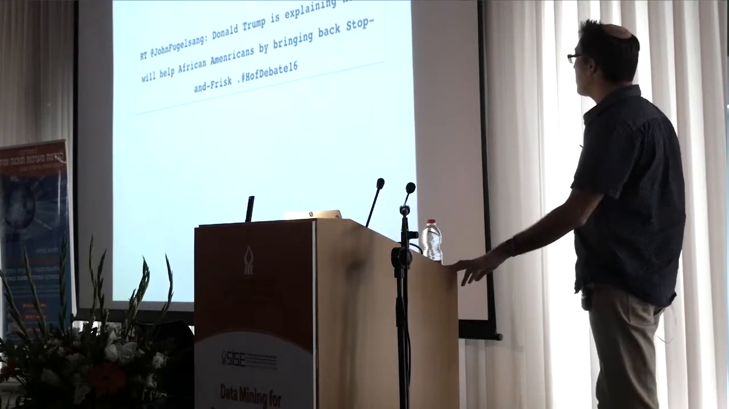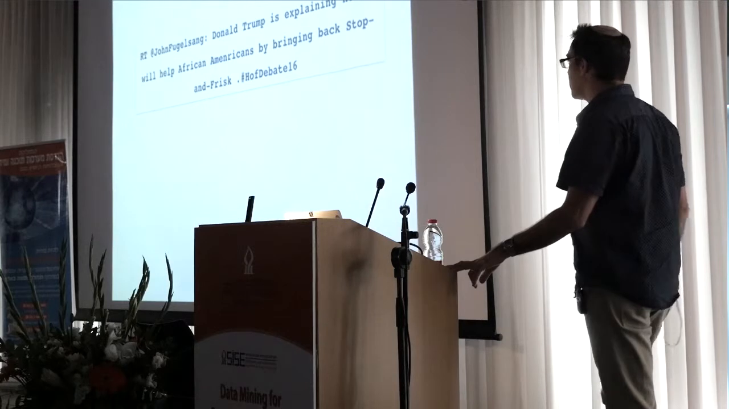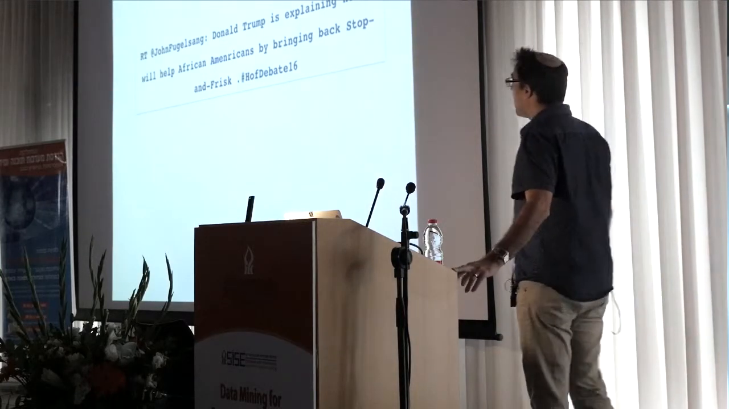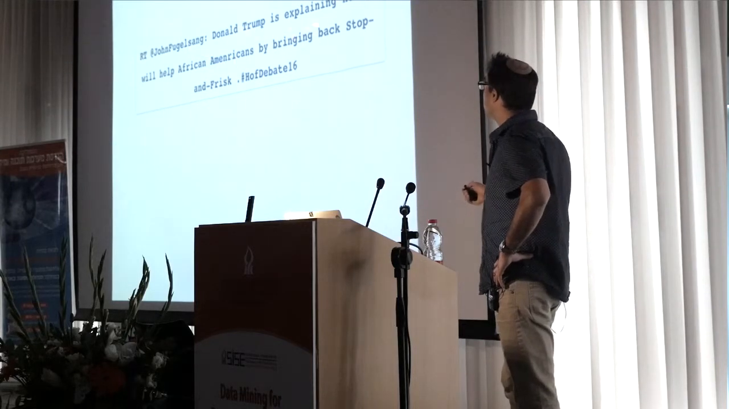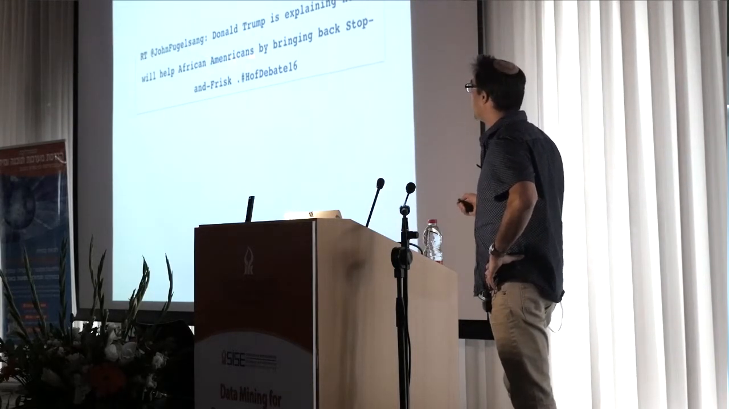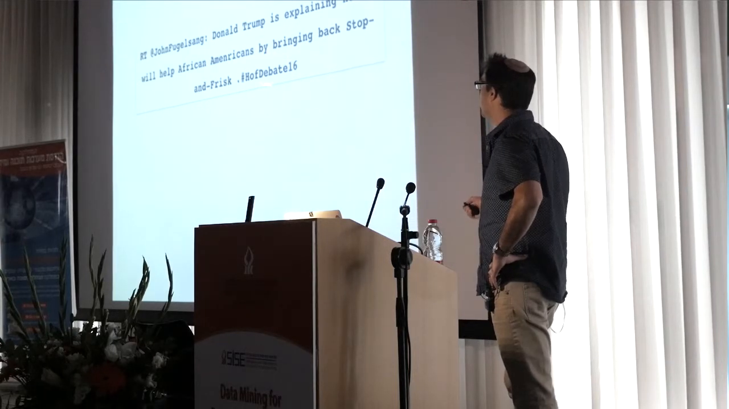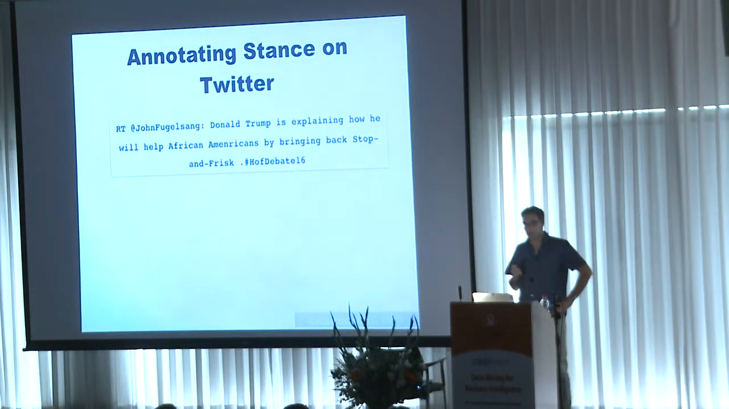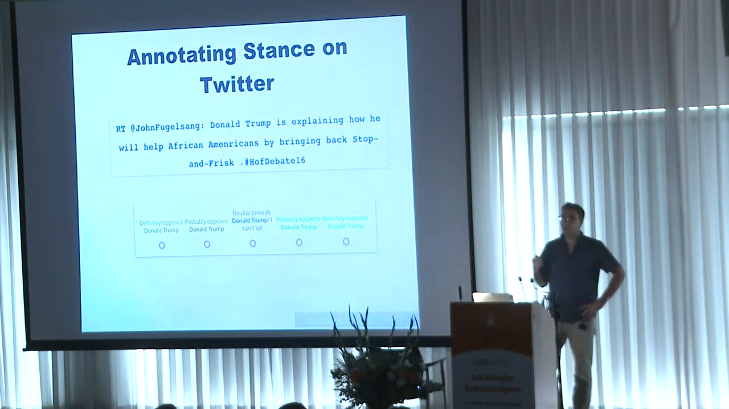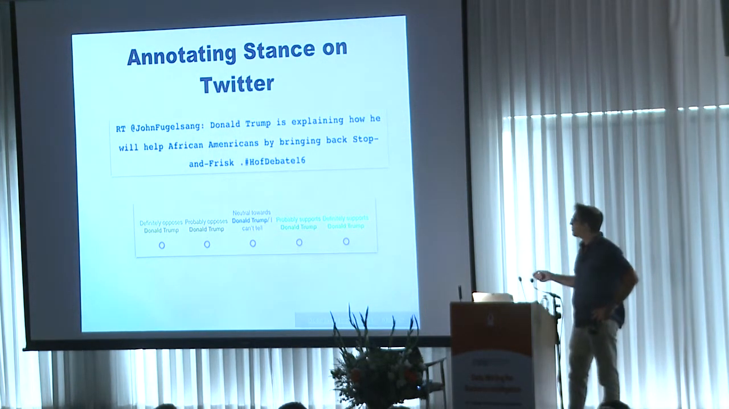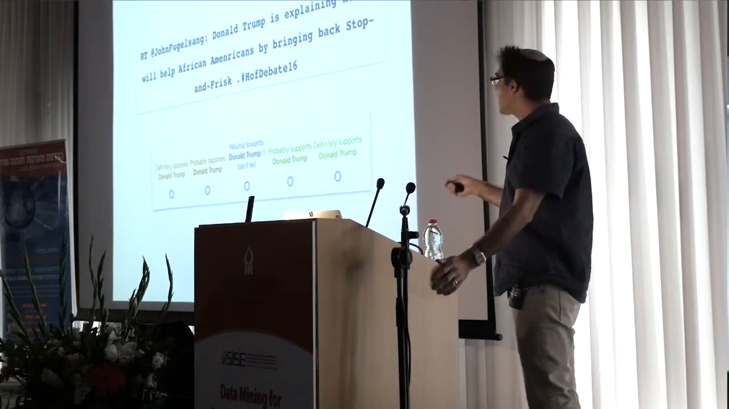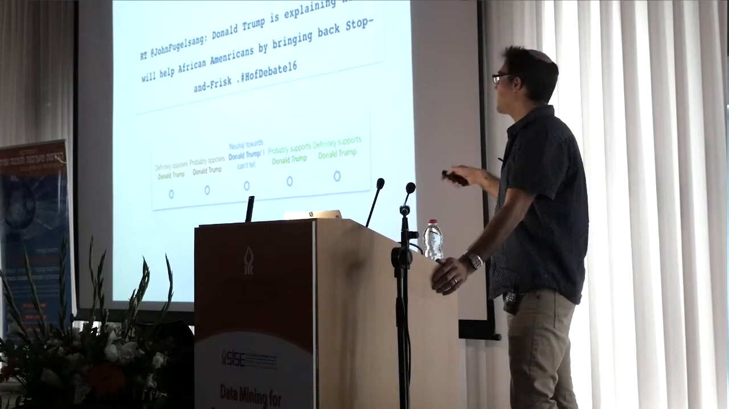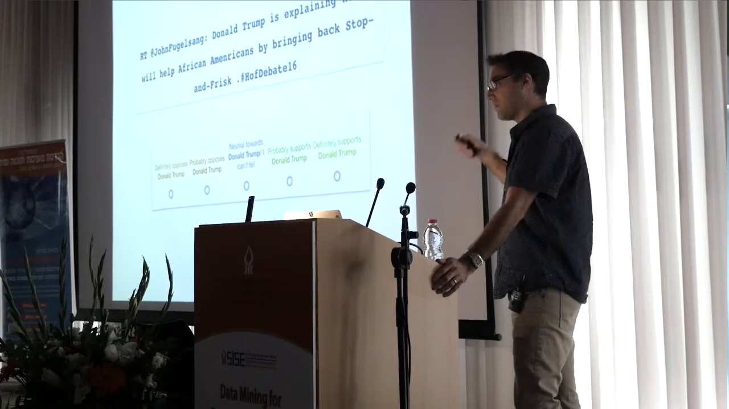So here is an example from Twitter, from the presidential campaign about 2 years ago. Someone is retweeting someone, and it says: Donald Trump is explaining how he will help African Americans by bringing back stop and frisk. That's from a debate. So when we do the annotation task, we want people to choose whether this tweet supports Trump or opposes Trump. The reason we ask about Trump is because Trump is mentioned here, but we could obviously ask the same question about Hillary, and we did that, etc.